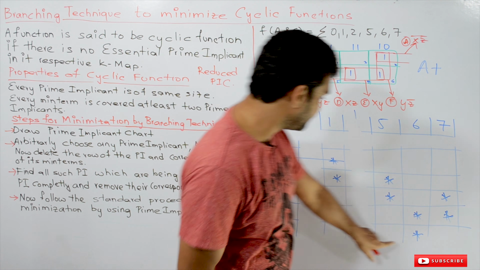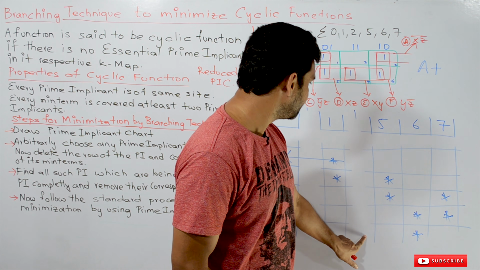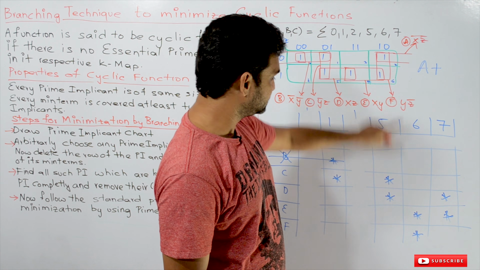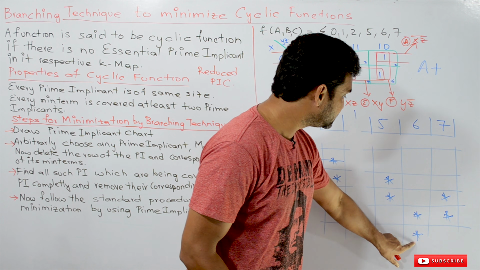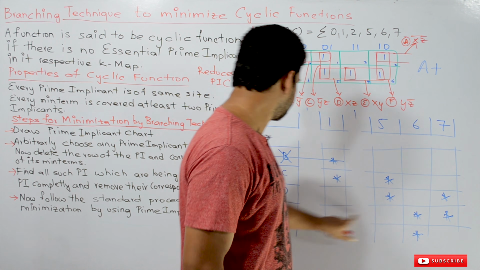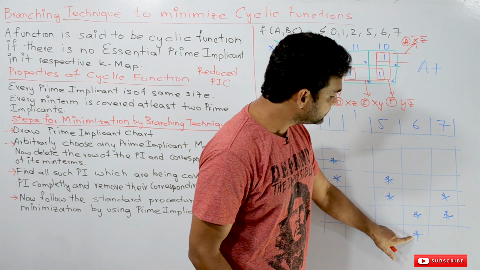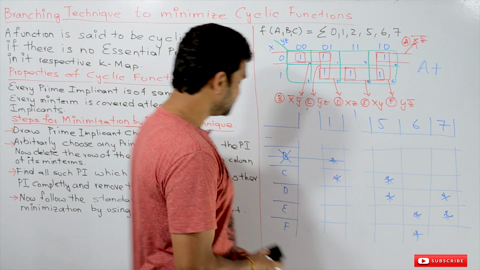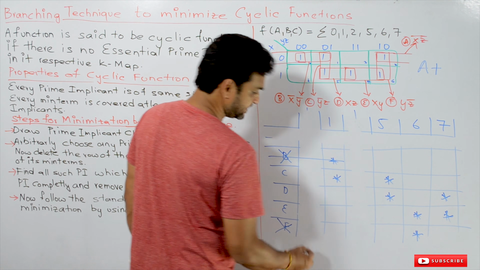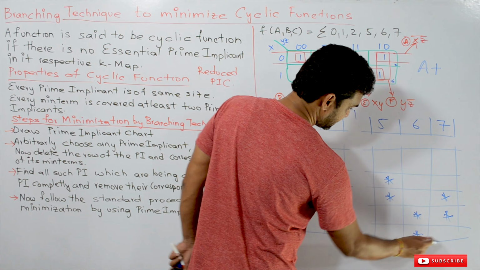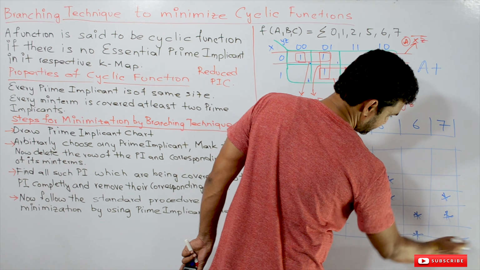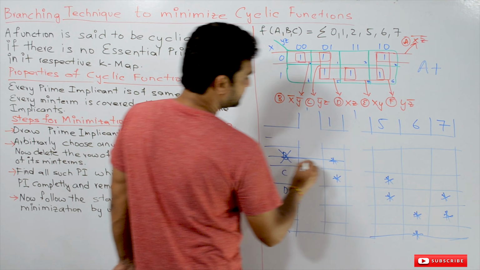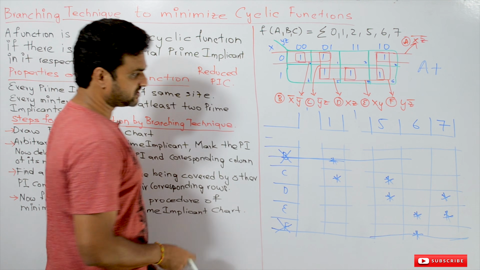Similarly, if you take F, F is previously covering, I think, 2 and 5. F is covering 2 and 6. Okay, this 6 is already covered by E. F is completely covered by E, so F can also be deleted. So this entire row can be deleted, because those are already covered by other functions, so there is no need for us to take the choice.